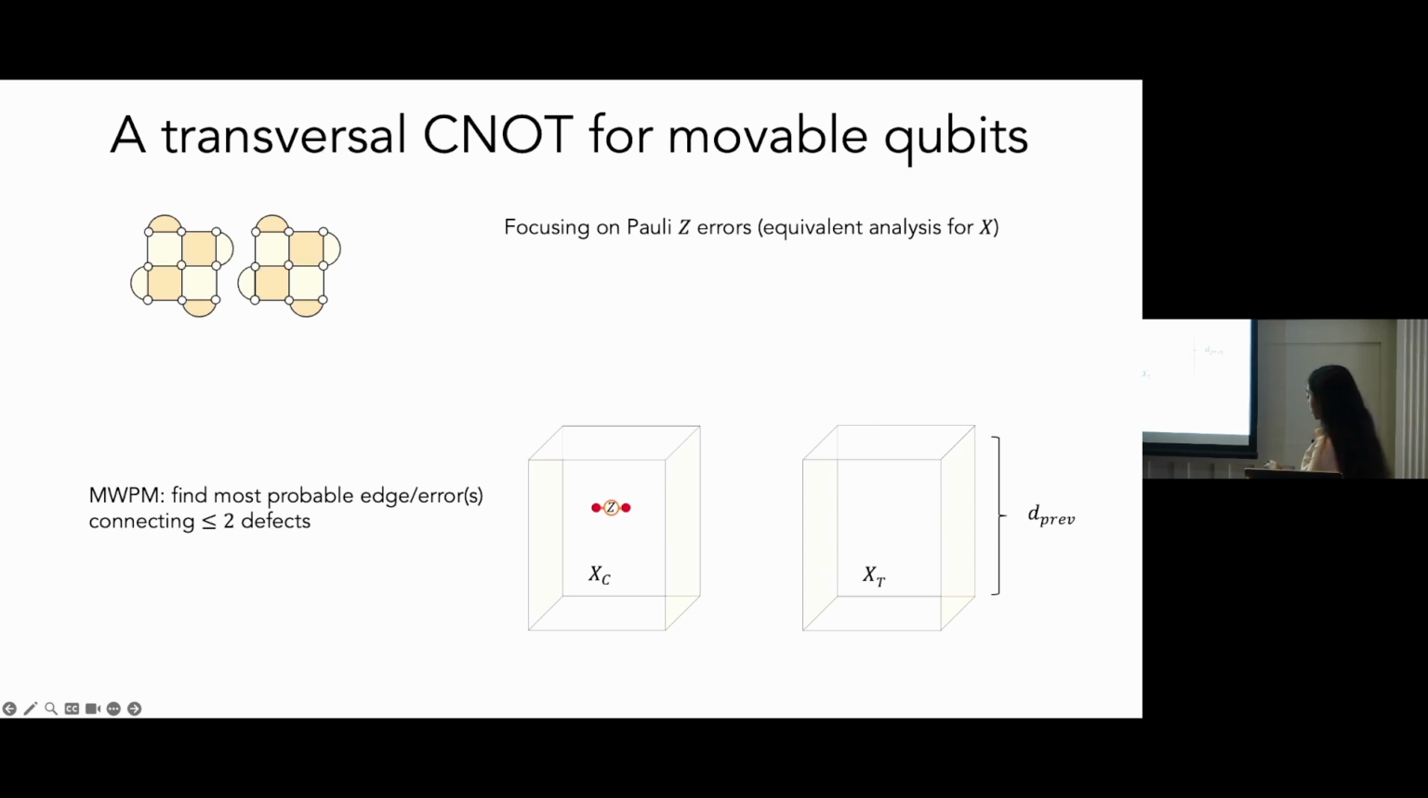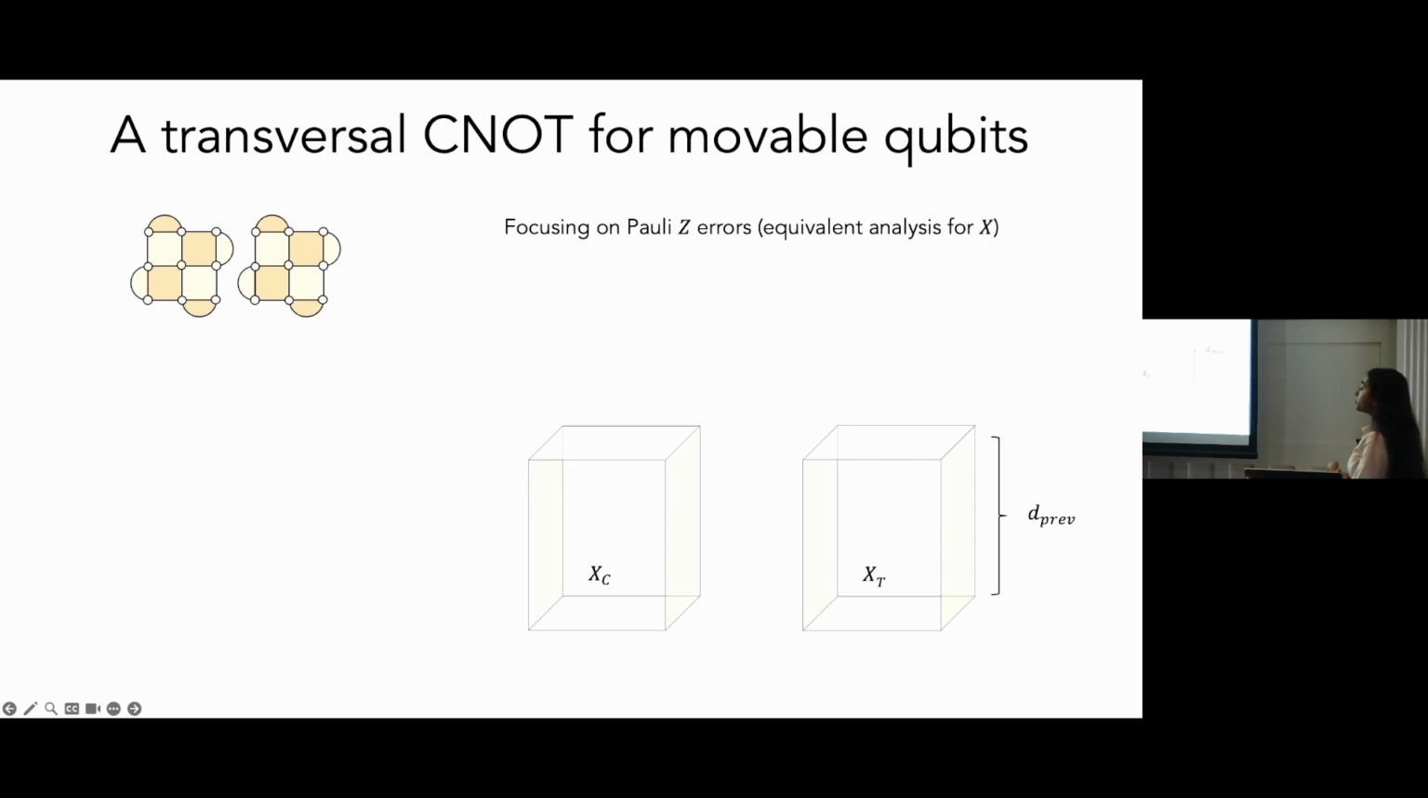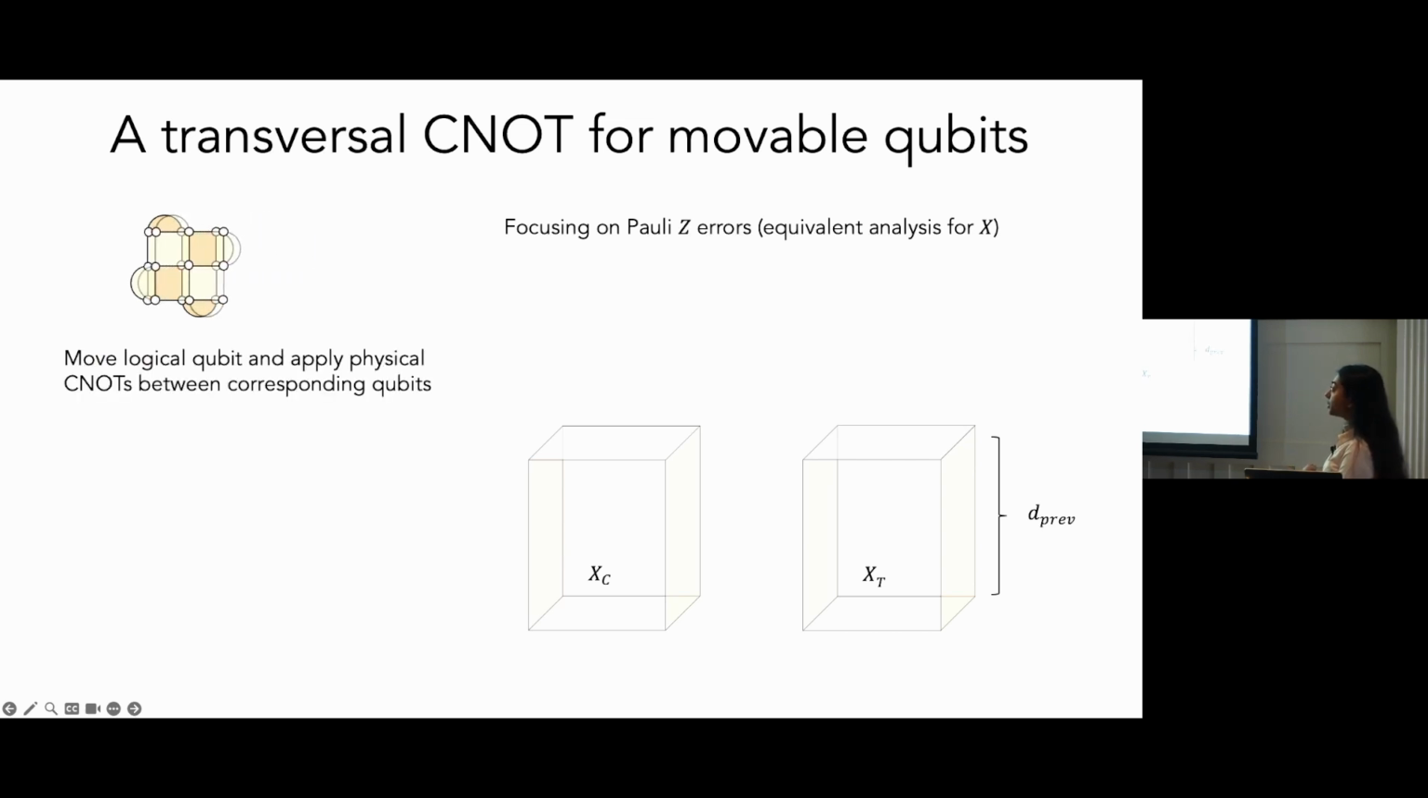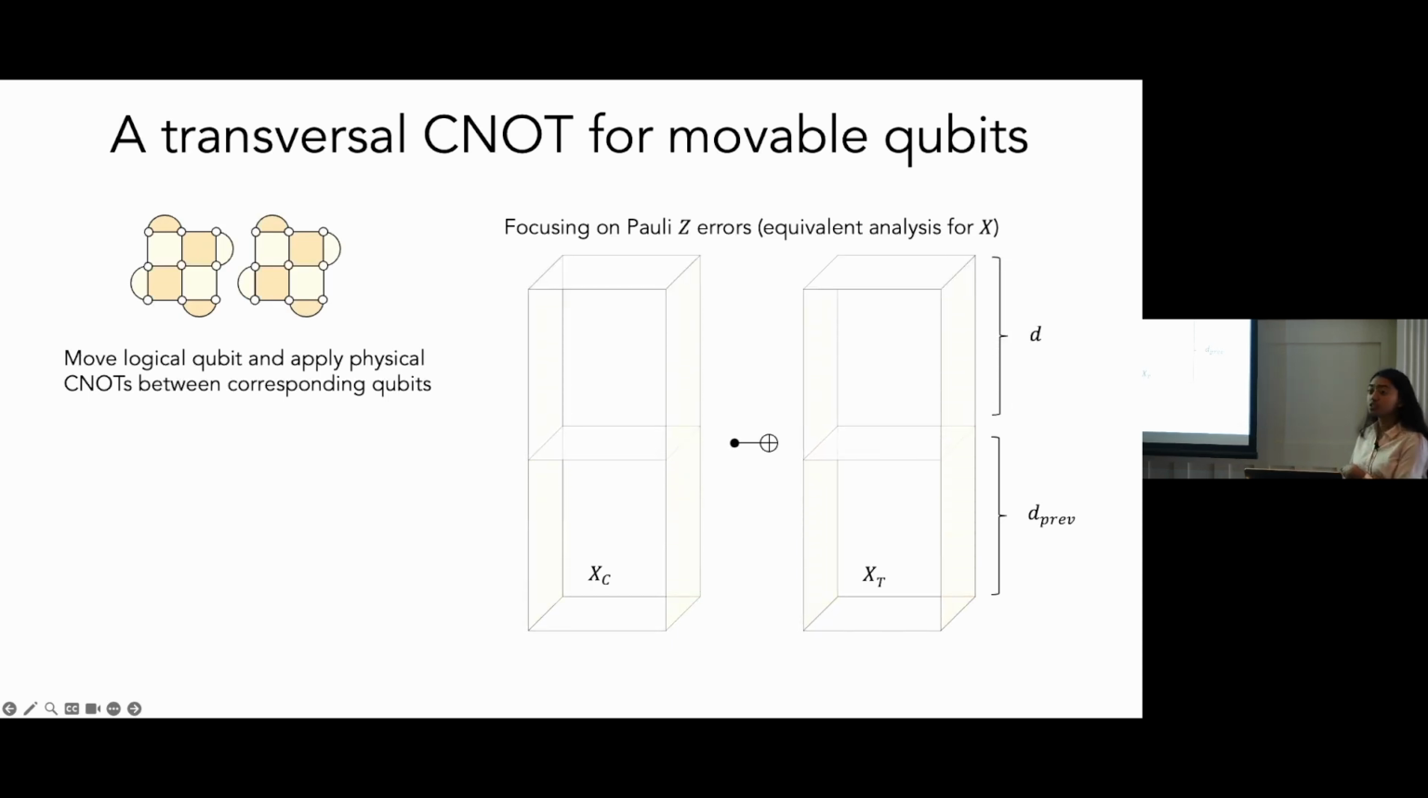But now let's go and discuss the transversal CNOT itself. Let's say that I've taken my two surface codes. I've measured them for a certain number of stabilizer rounds. I then enact the logical transversal CNOT by moving one surface code over the other and performing physical entangling gates between each pair of corresponding physical qubits. I can then move them back apart, and then I continue measuring stabilizers on my two individual surface codes.